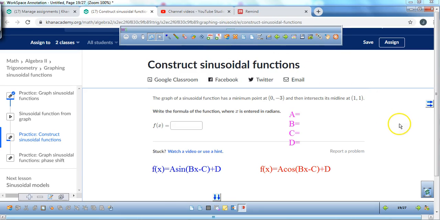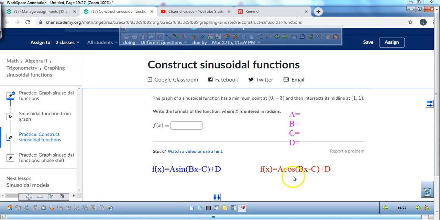We're going to be starting another problem dealing with constructing sinusoidal functions. I just want you to understand it could be the formula or the equation that we are going to build, either can be in the form of sine or cosine. So this video is going to do a quick little review of sine and cosine, and then we're going to go ahead and work on this problem right here.